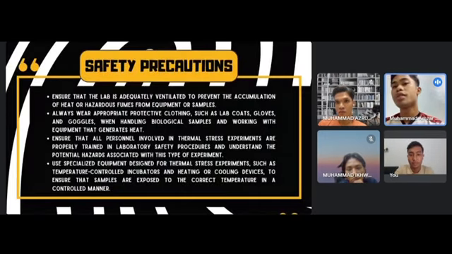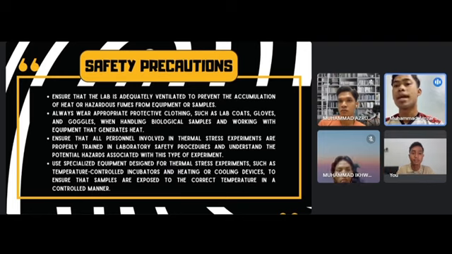First of all, we need to ensure that the lab is adequately ventilated to prevent the accumulation of heat or hazardous fume from equipment or samples. The second one, we need to always wear appropriate protective clothing such as lab coats, gloves, and goggles when handling biological samples and working with equipment that generates heat.